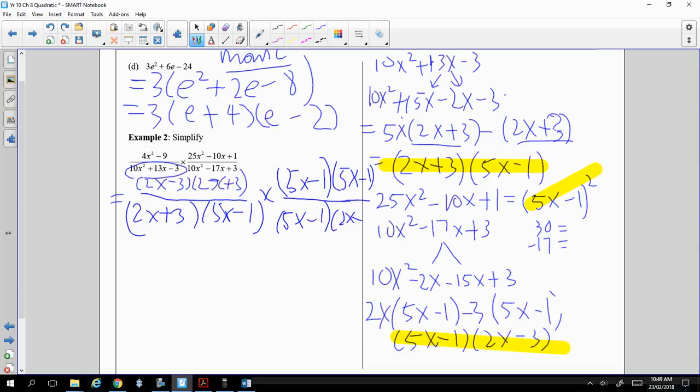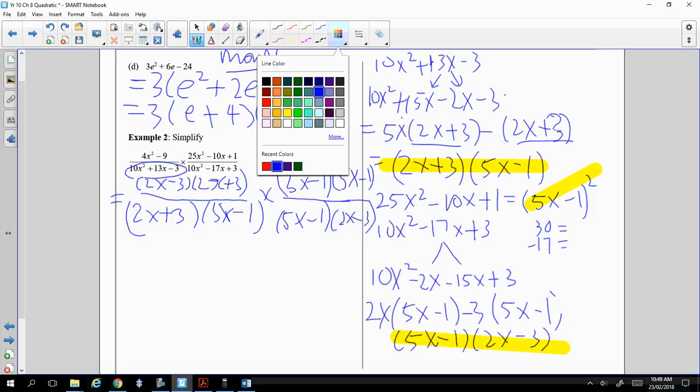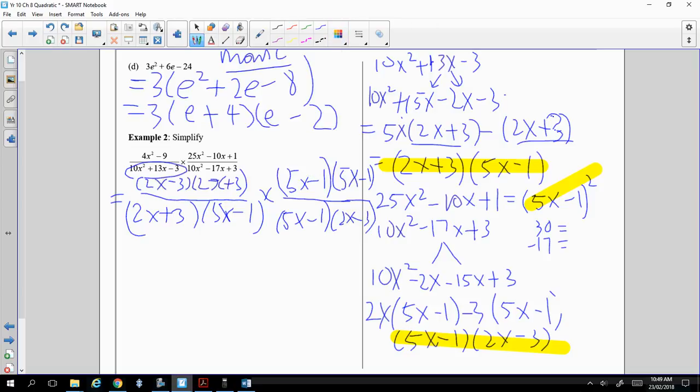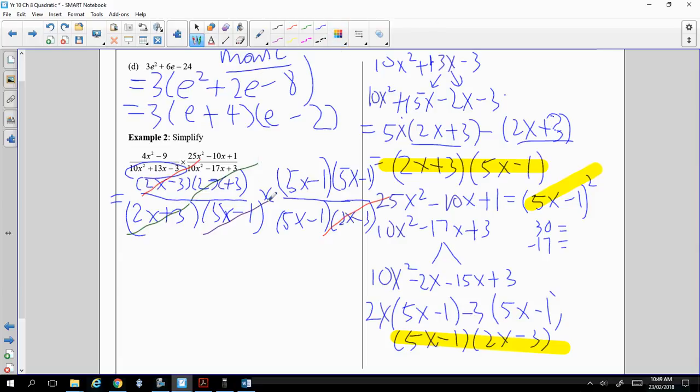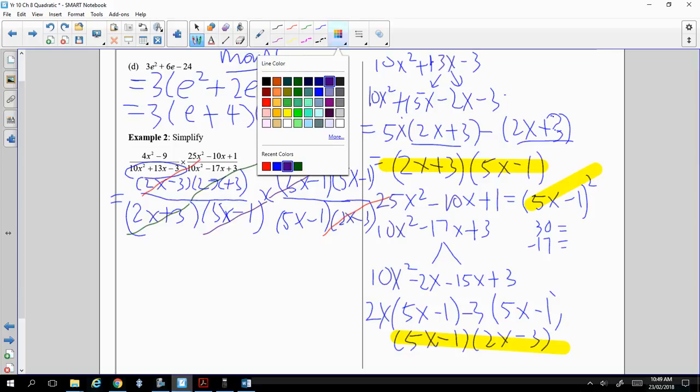So we're going to cancel. That's the fun bit, because you get to cancel things. So these two get cancelled. And then what's the next two? Green. These two get cancelled. And now I've got more colors. Purple. These two get cancelled. And then one more, let's choose black. Alright, everything got cancelled, so the answer is just 1.